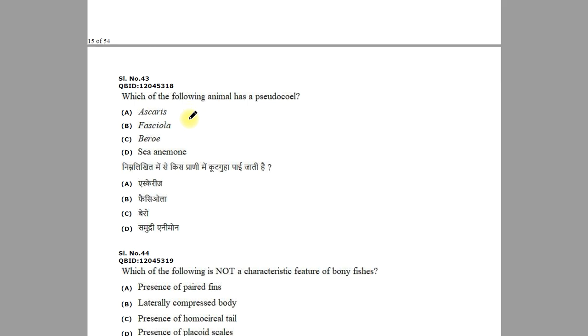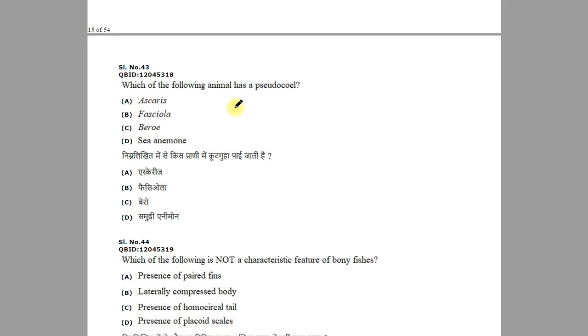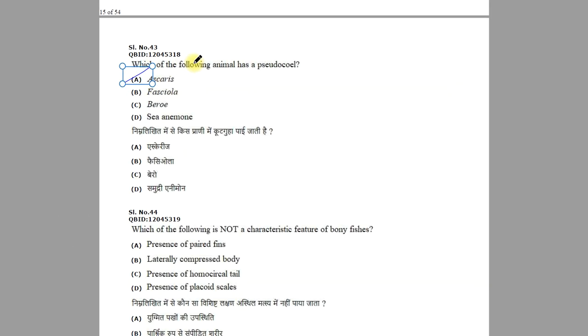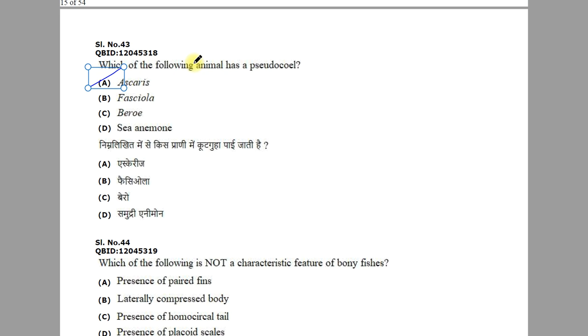Now question number 43. Which of the following animals has a pseudocoel? A. Ascaris, B. Fasciola, C. Beroe, D. Sea anemone. Now what is a pseudocoel? Pseudocoel is a cavity which develops between the endoderm and the mesoderm in the adults. Such animals are called the pseudocoelomates, and the examples are the roundworms, Nemathelminthes. So here the option A, Ascaris, is correct because it is a member of the Nemathelminthes.